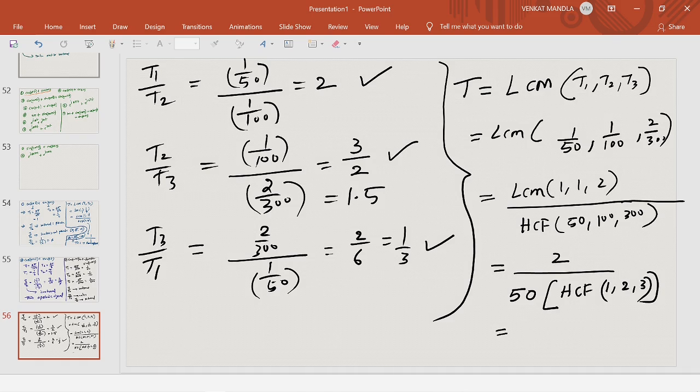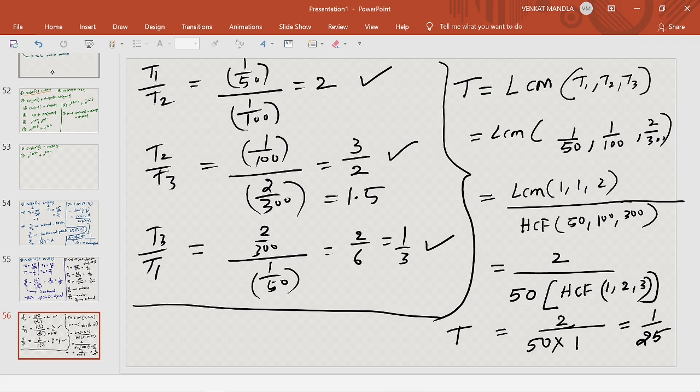So what is that? 2 by 50 into the highest common factor of 1, 2, 3. These three have only 1 as the highest common factor. That is 1 by 25. This is the fundamental period. T equal to 1 by 25 is the fundamental period.